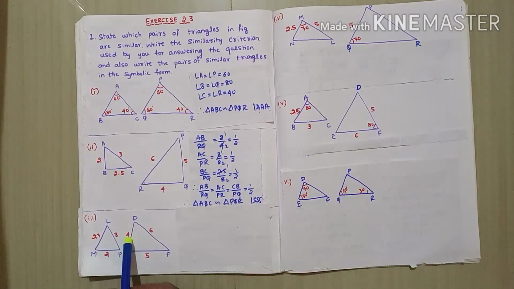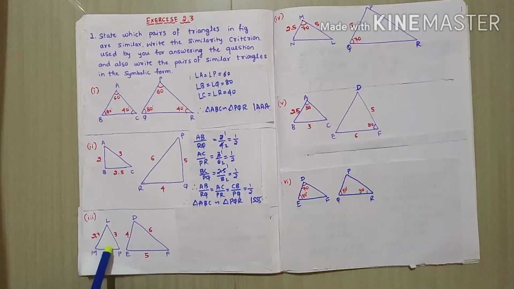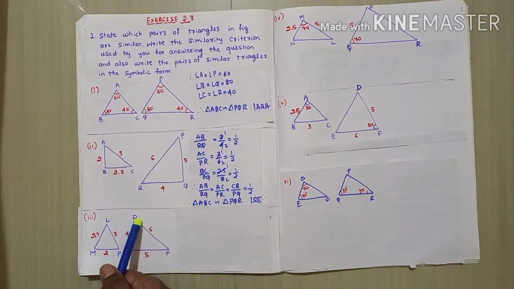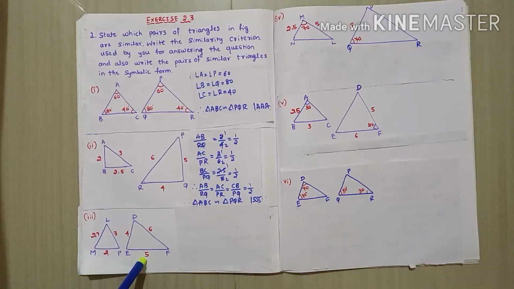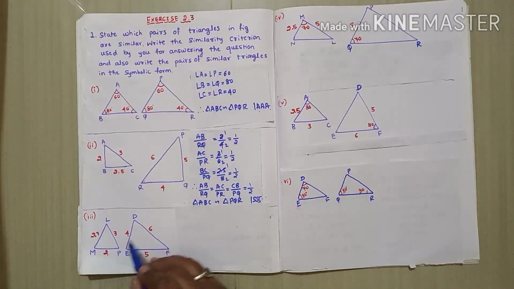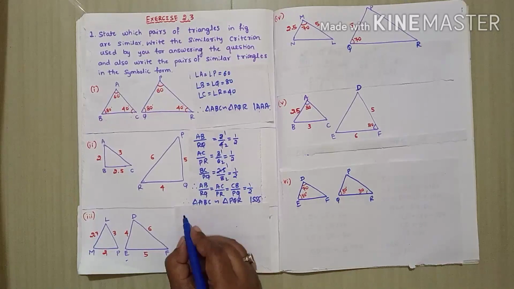In the third sum, 4 and 2 are corresponding sides, means 4 side measurement. PE and MP are corresponding. LP and DF are corresponding. But here you see 2.7 is there. This is 5. 2.7 divided by 5, if you do, you will not get 1 by 2. If you do 3 by 6, 4 by 2, 2 by 4, you will get 1 by 2. Here sides are not in the same ratio. Corresponding sides are not in the same ratio. Therefore, triangle LMP is not similar to triangle DEF.